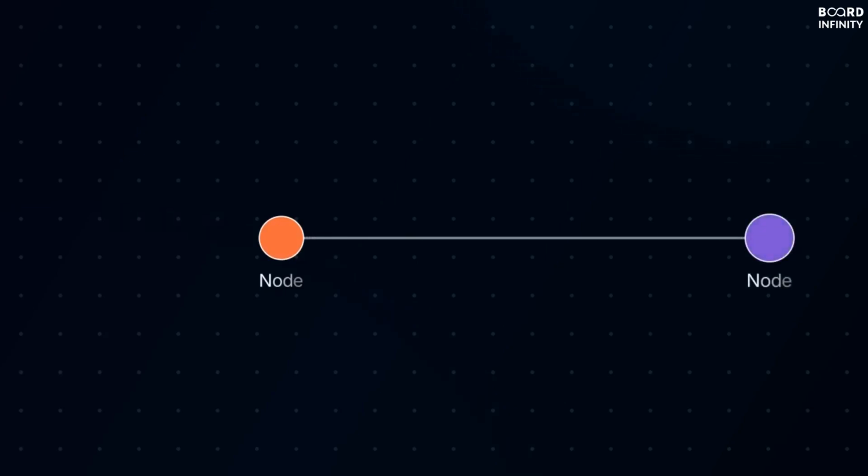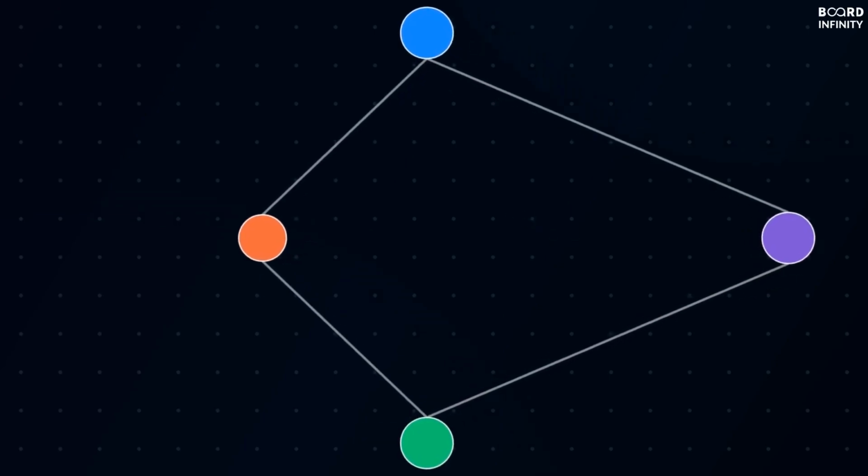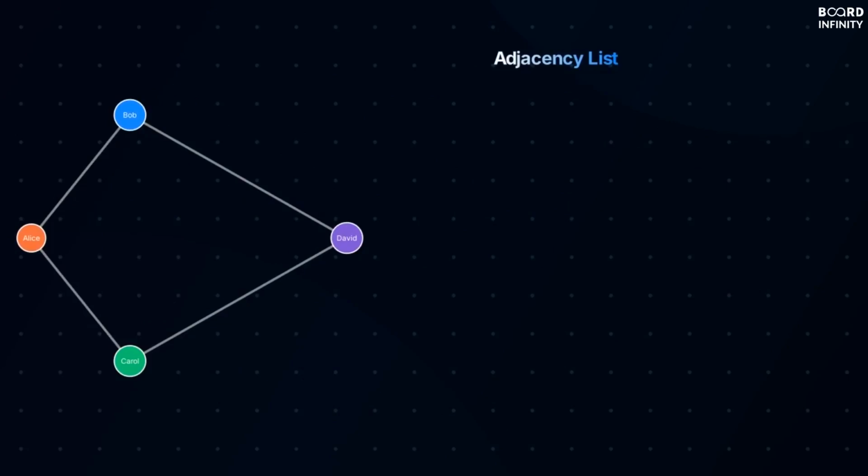So what exactly is a graph? It's simpler than you think. A graph is just a collection of nodes, things like people, cities, or web pages, and edges, which are the connections between them. Think of nodes as dots and edges as lines. That's it. But here's the key decision. How do you store the structure in memory? You have two main choices. Let's see both in action.